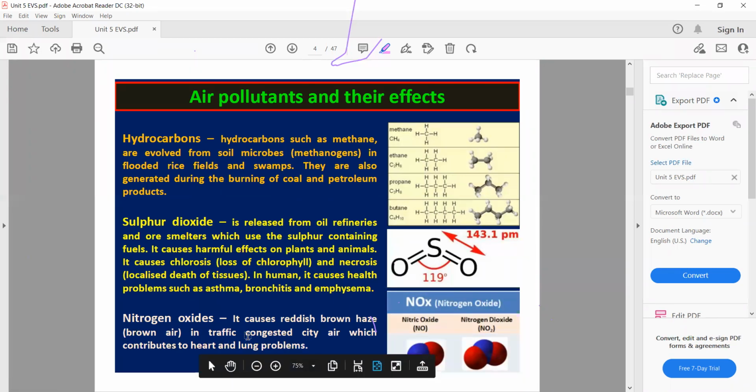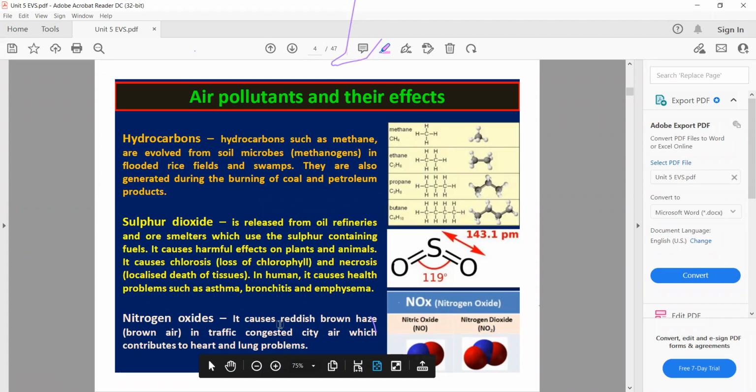Next is nitrogen oxides. It causes reddish brown haze, that is brown air in traffic congested city air, which contributes to heart and lung problems. This you might have noticed in a city like Bangalore, where there is a lot of traffic problem. This part I think you must have noticed.